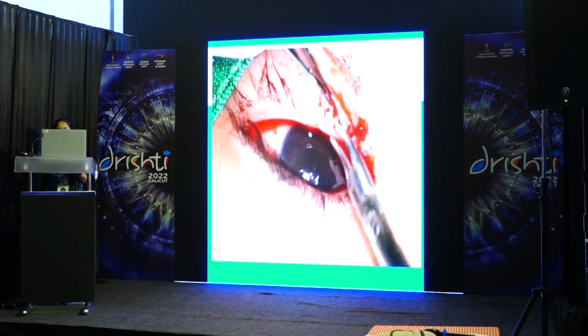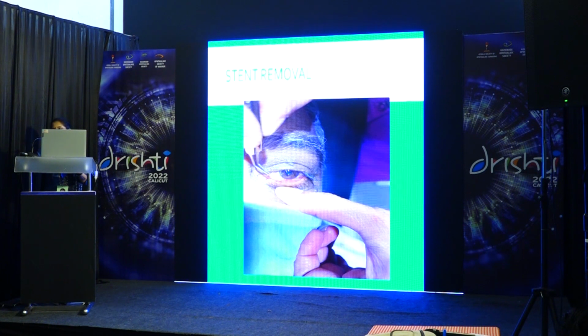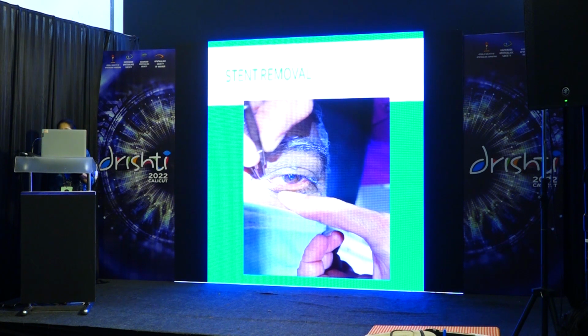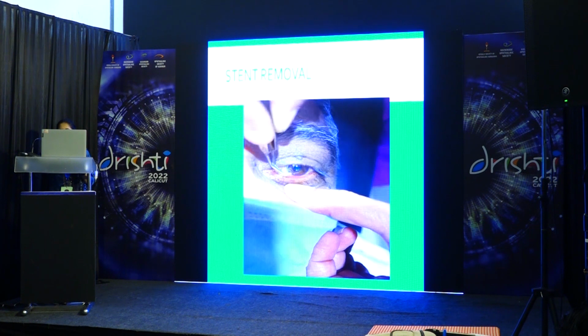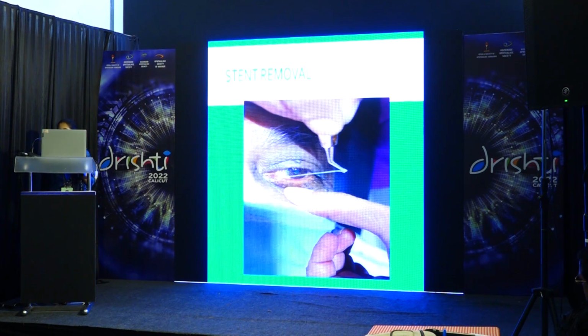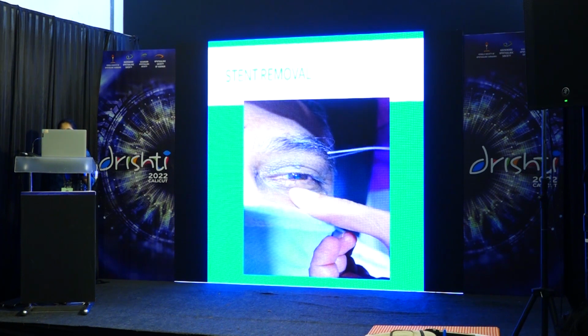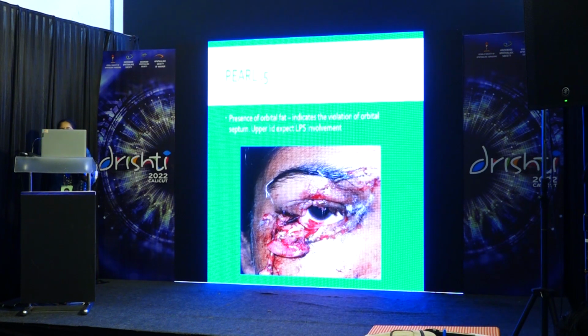So once we are done with that, it's important that we keep the stent for at least about 6 weeks. Stent removal is very easy, can be done in OPD under topical anesthesia. Just use a forceps, identify the stent and pull it out. So it's as simple as that, it doesn't require any other fancy equipment. So that's what it is.